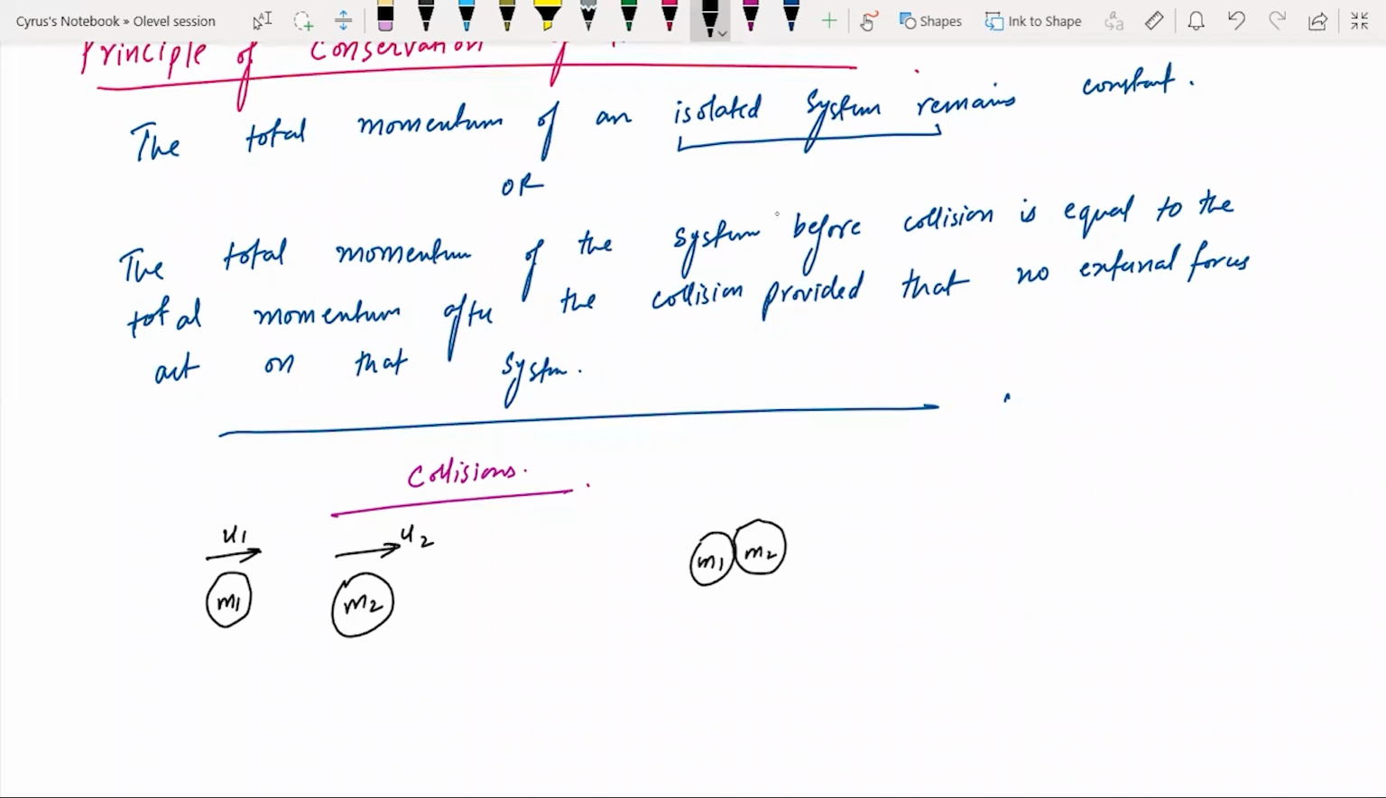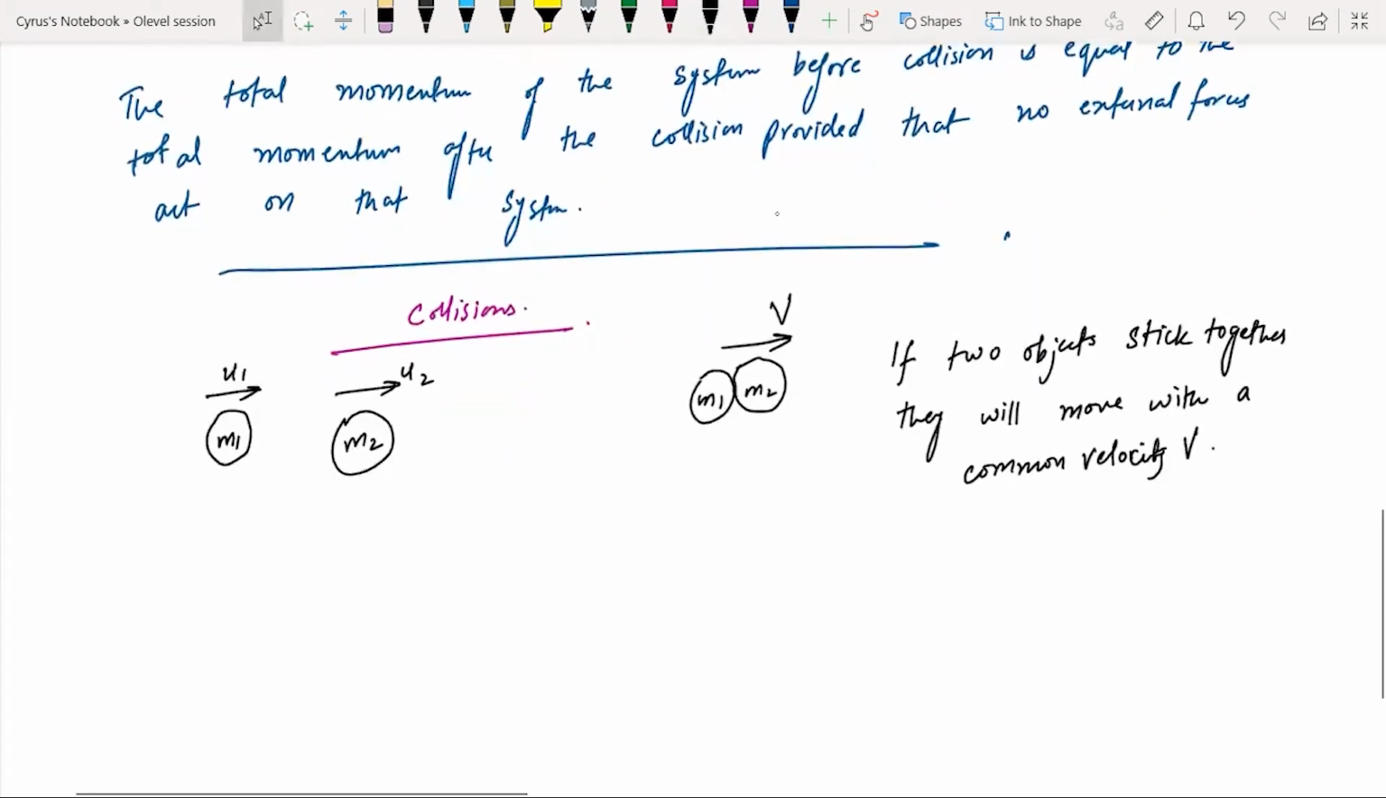और आपको वो सिनेरियो जिस तरह का देगा कि वो कहेगा two objects stick together, that's all. अब जब स्टिक टुगेदर करेंगे तो मोमेंटम ने फिर भी कंजर्व होना है, and they will move with a common velocity v, and we can write here m1 u1 plus m2 u2 is equal to m1 plus m2 into v.